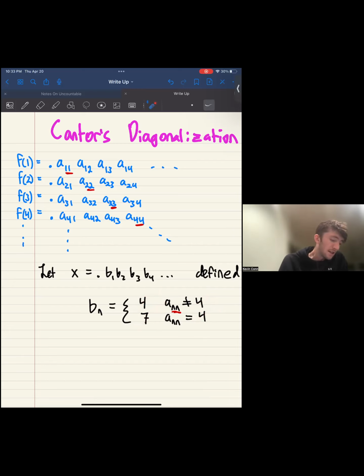So the assumption that there exists a bijection between the open interval 0 to 1 and the natural numbers is incorrect. That means that the open interval from 0 to 1 is uncountable. That also means that all of the real numbers are uncountable.